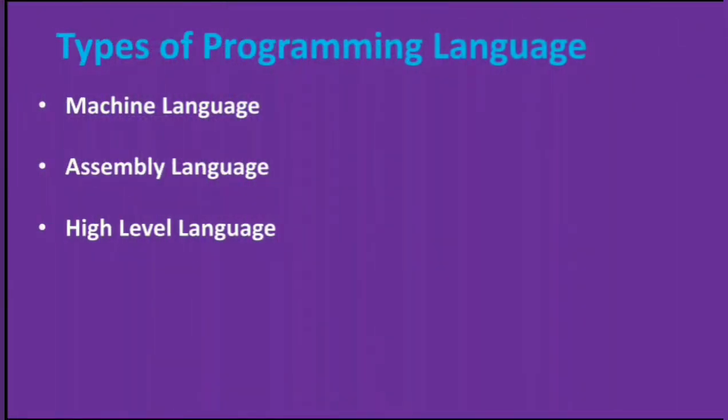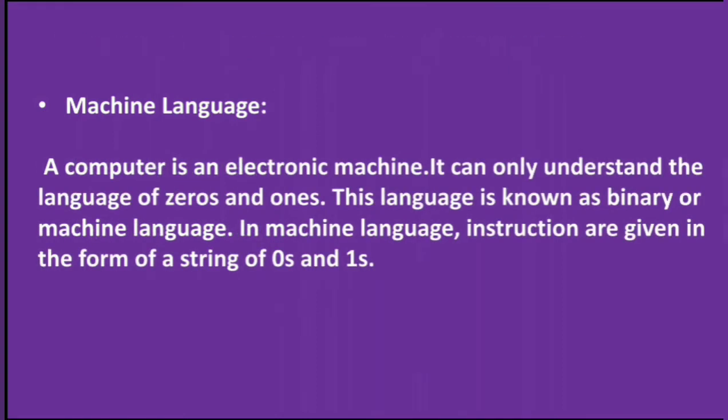Programming language can be classified into three categories: machine language, assembly language and high level language. A computer is an electronic machine and it can only understand the language of zeros and ones. Machine language consists of binary code and it is the only language that is directly understood by the computer. It is also known as binary language or low level language. In machine language, instructions are given in the form of strings of zeros and ones.